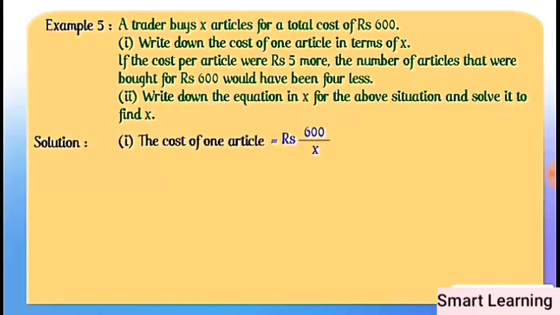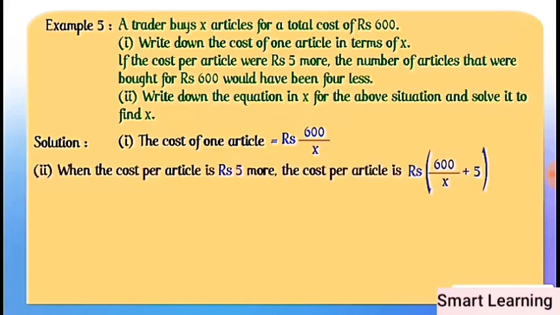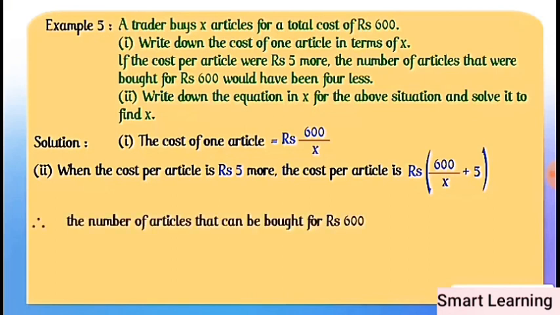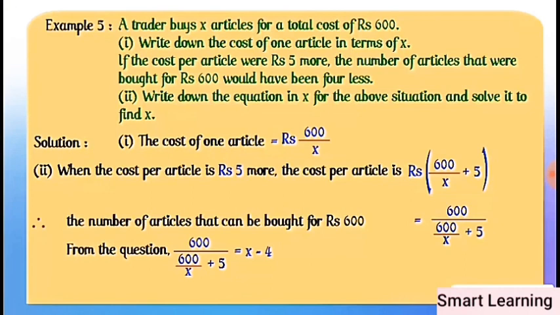Let's solve this. First, the cost of one article is equal to rupees 600 by X. Second, when the cost per article is rupees 5 more, the cost per article is rupees 600 by X plus 5. Therefore, the number of articles that can be bought for rupees 600 is equal to 600 by X plus 5. From the question, 600 by x plus 5 is equal to x minus 4. This is the required equation.